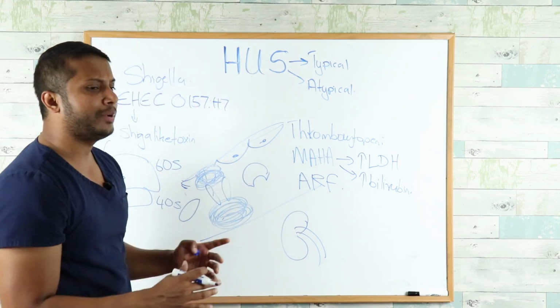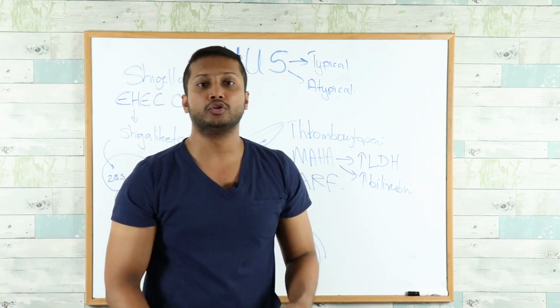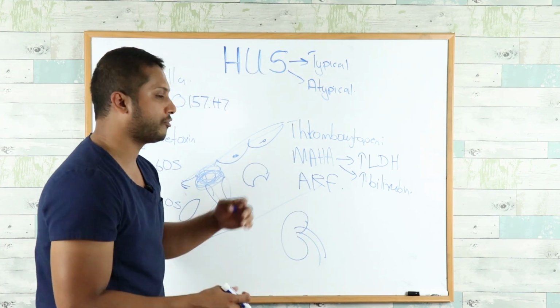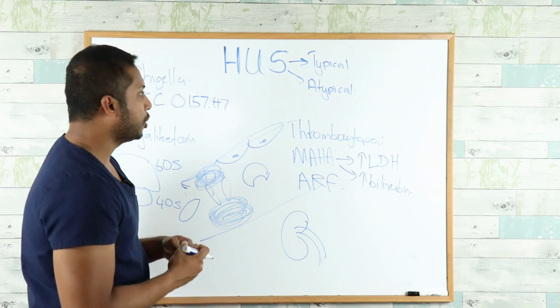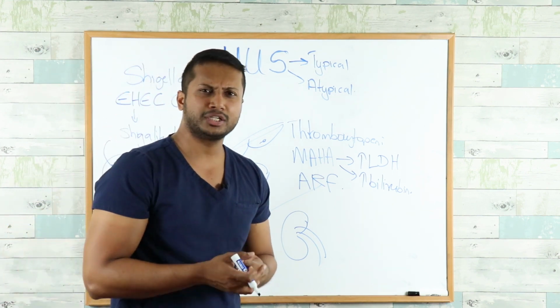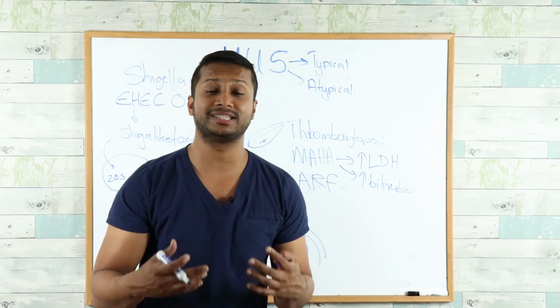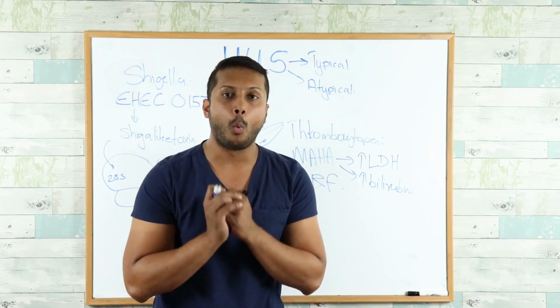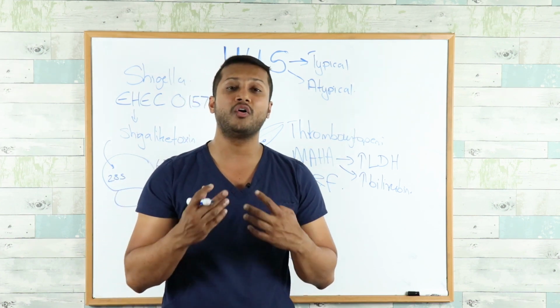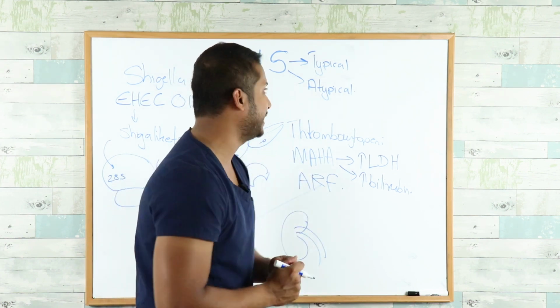So fine, HUS, you know the organism that's causing it, you know why it causes it, and how you get your triad of symptoms without memorizing a word. Perfect. Okay, so this is your typical HUS. Okay, what is atypical? In atypical HUS, the syndrome is not precipitated by an acute diarrheal illness. Why it happens is because of overactivation of your complement cascade.